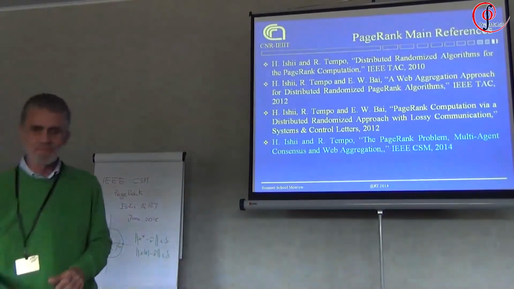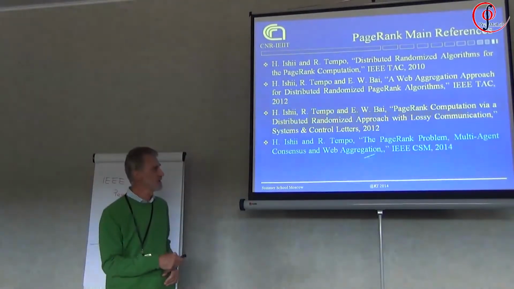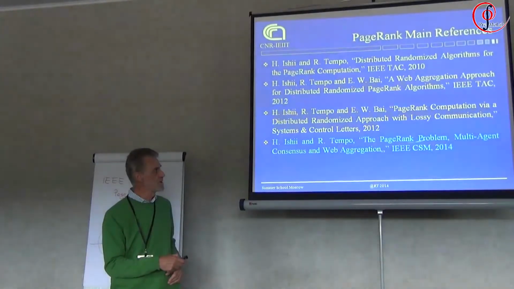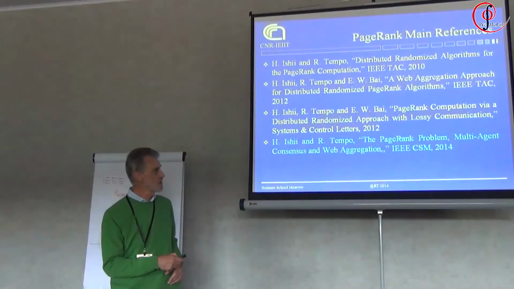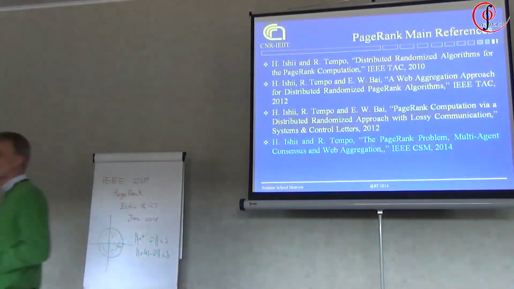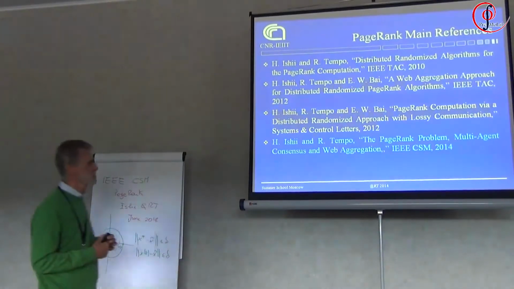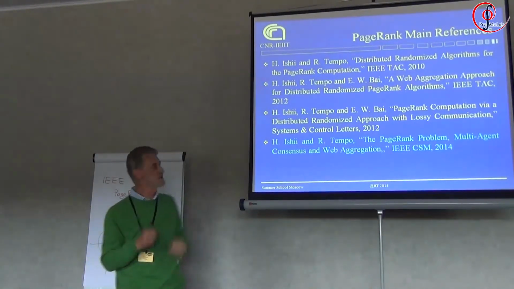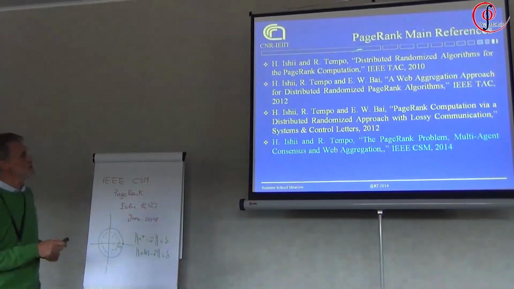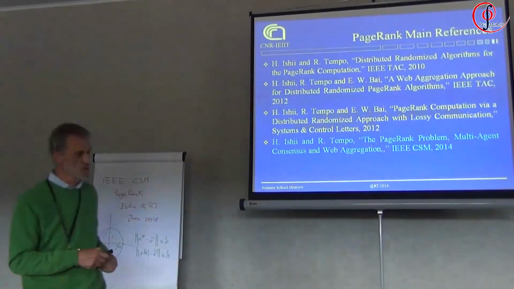Some references. Again, let me emphasize this paper if you want to get more interested in the PageRank problem, multi-agent consensus, and web aggregation. It's a long paper, and it took us a long time to write it the way that we wanted. There is also a section which deals with eigenfactor and ranking tools. Other papers: this is the first paper that came out in Transactions. The second one deals with web aggregation, and this one deals with lossy communication links.